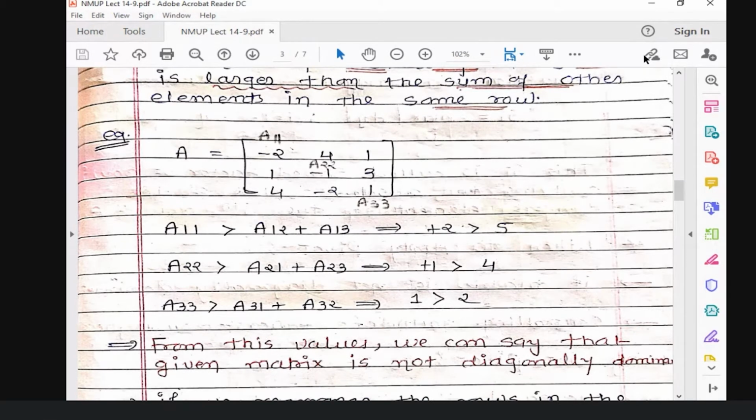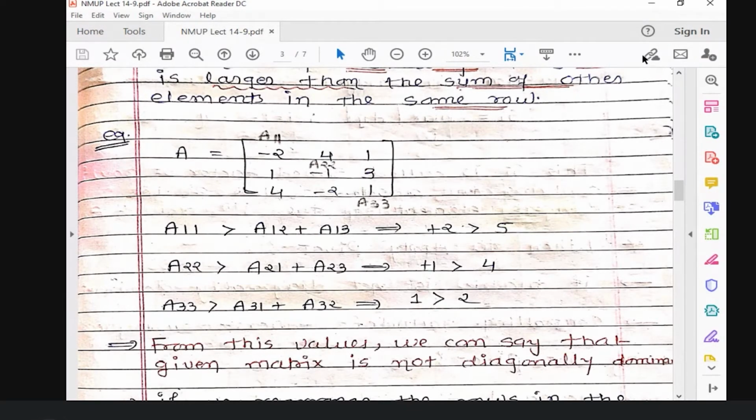Fine. Over here, A11, my first diagonal element, should be greater than the sum of the other elements in the same row. In the same row, two elements are there, A12 and A13. A11 is by default -2, but we have to take it as an absolute value, so we write it as a positive. So 2 should be greater than 4 plus 1, that is 5.